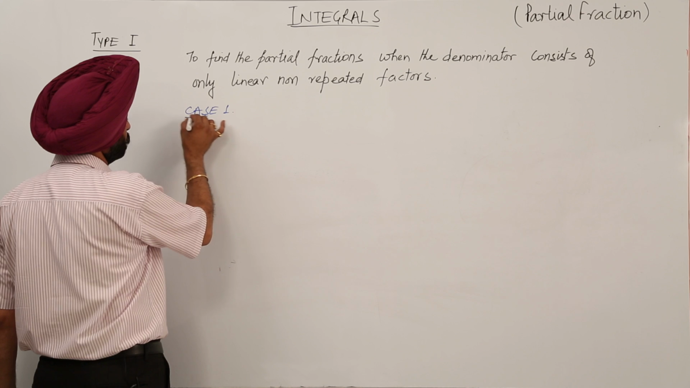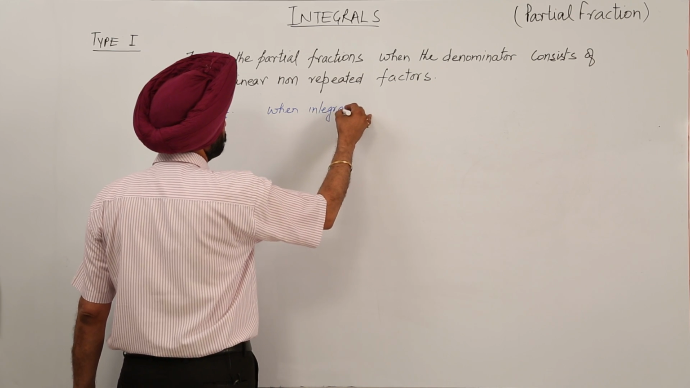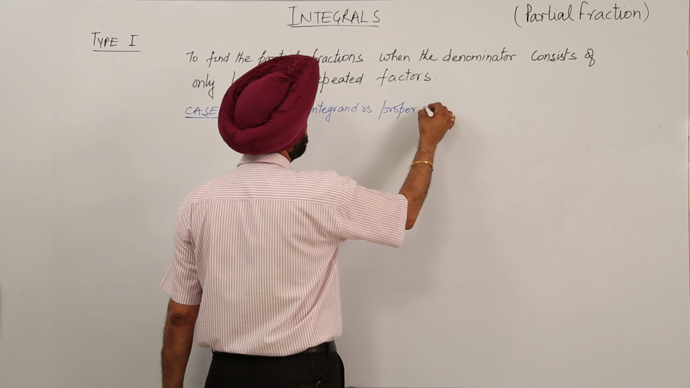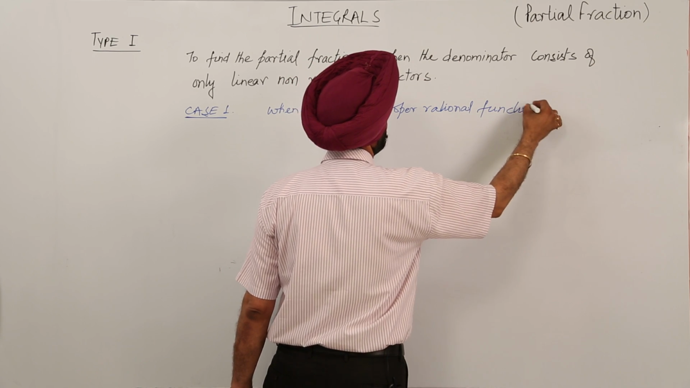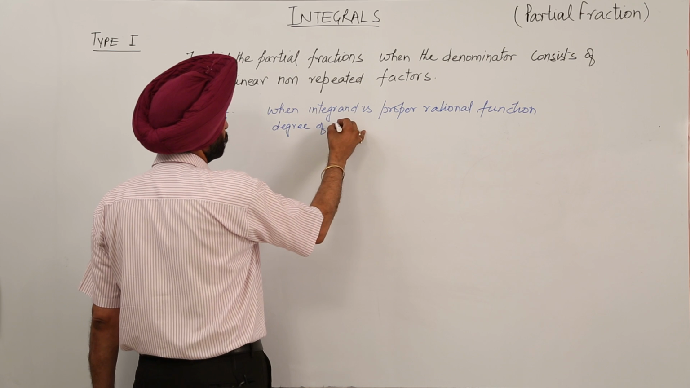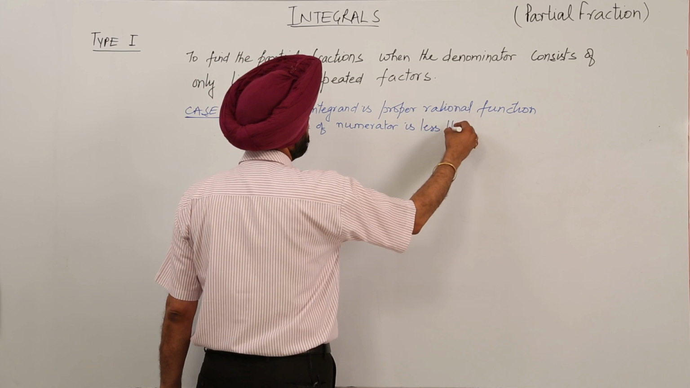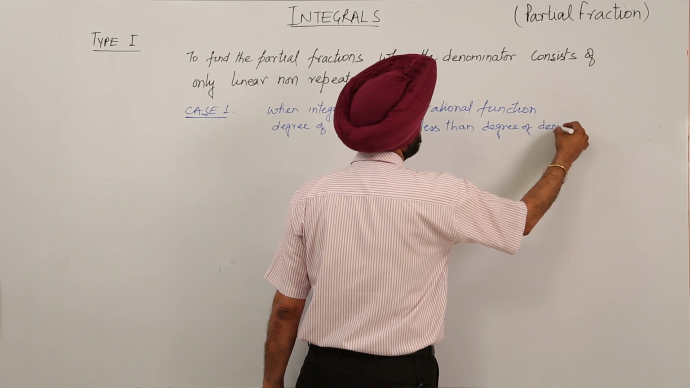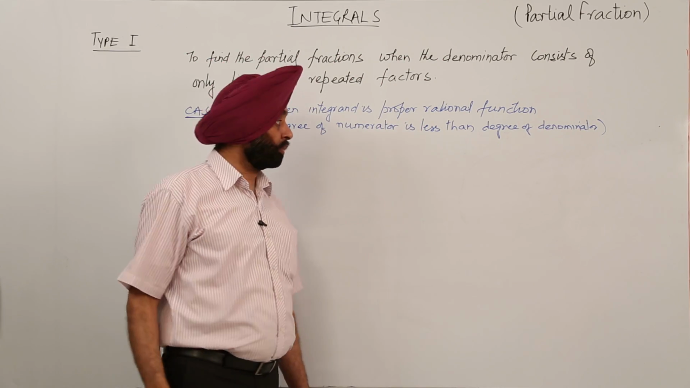Case 1, when the integrand is a proper rational function. What does this mean? Degree of numerator is less than degree of denominator. Now this is case 1, when the integrand is a proper rational function.